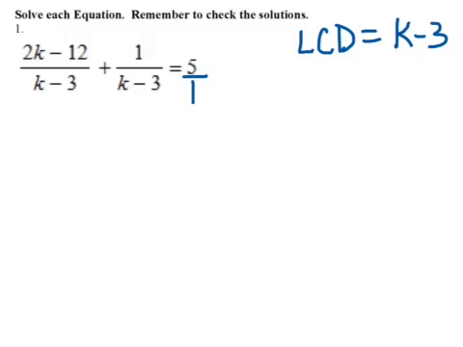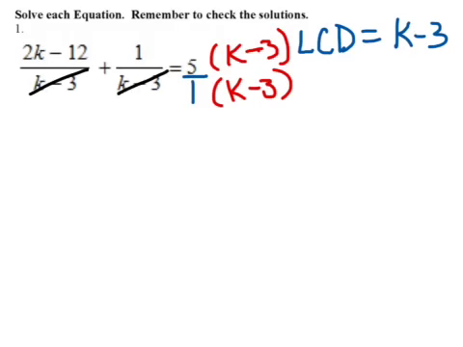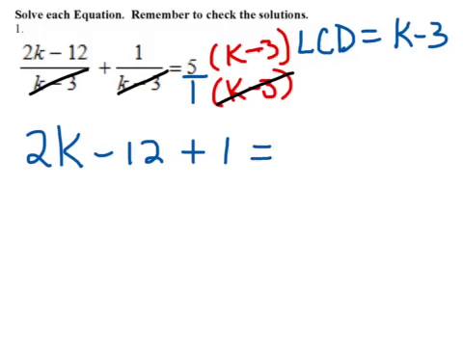So we need to obtain that by multiplying the top and the bottom of this right side of the equation by k minus 3. Now that we have obtained a common denominator, we can eliminate the denominators. So I'll cancel my k minus 3 in every fraction in the denominator. Our resulting equation will be 2k minus 12 plus 1 equals 5 times k minus 3.